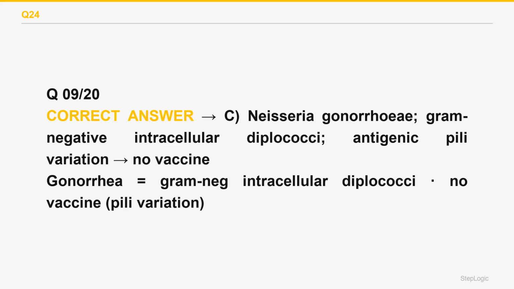Gonorrhoeae undergoes antigenic variation of its pili and surface proteins, constantly changing its surface antigens to evade the immune response, which also explains why infection does not confer lasting immunity. Reinfection is common. Unlike meningococcus, gonococcus lacks a polysaccharide capsule and has no vaccine. Treat with ceftriaxone plus coverage for co-infecting chlamydia. The intracellular gram-negative diplococci causing urethritis, with antigenic pili variation preventing a vaccine, is Neisseria gonorrhoeae.